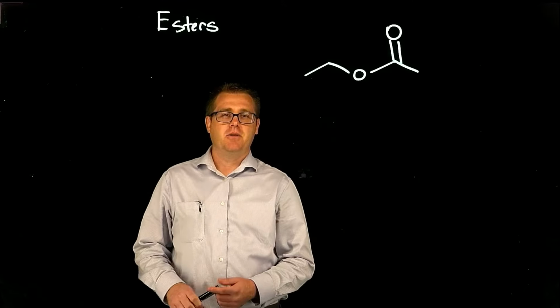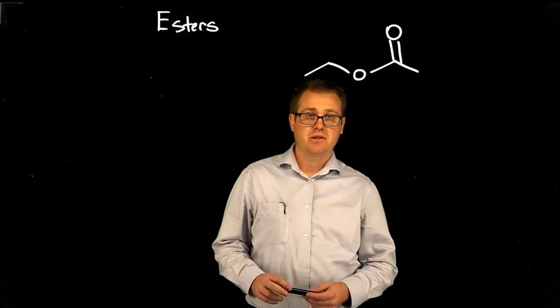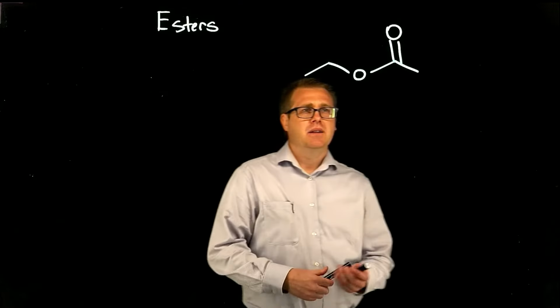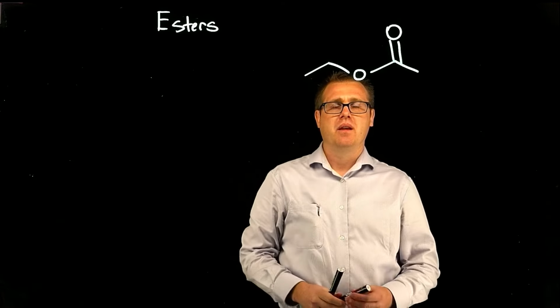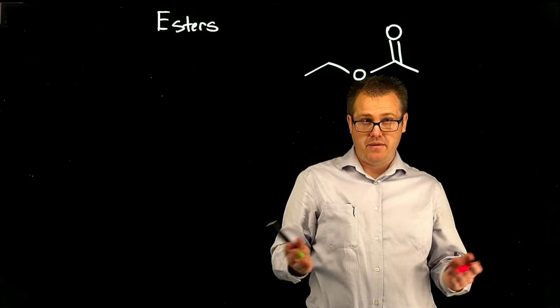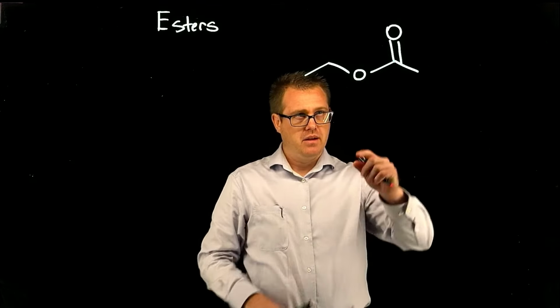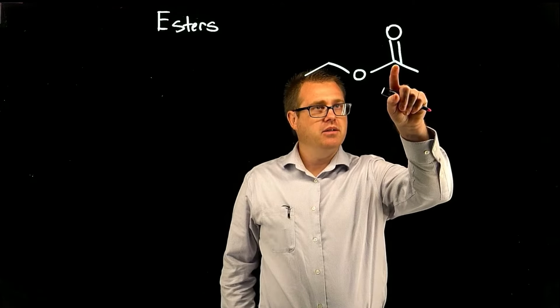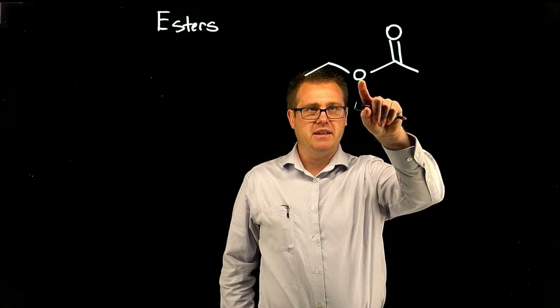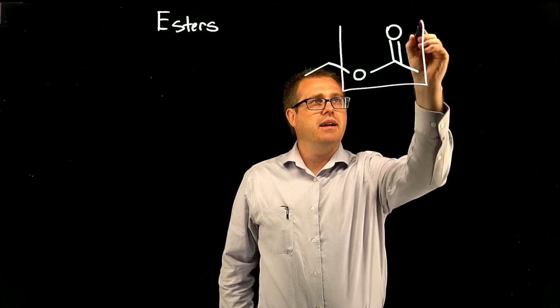Hello, class. We will now take a look at esters, which are carboxylic acid derivatives, and look at how to name them. So here's an ester. What we need to figure out is what carboxylic acid it is derived from. You can see the carbonyl carbon and then the oxygen that's directly attached to it. That's what you're looking for. So you take that guy right there.